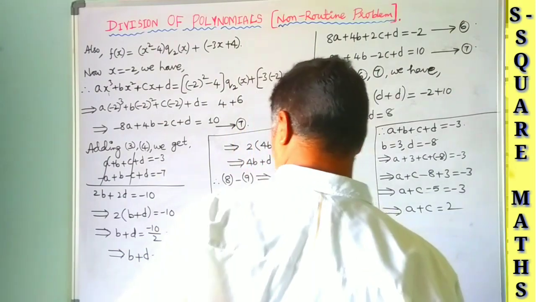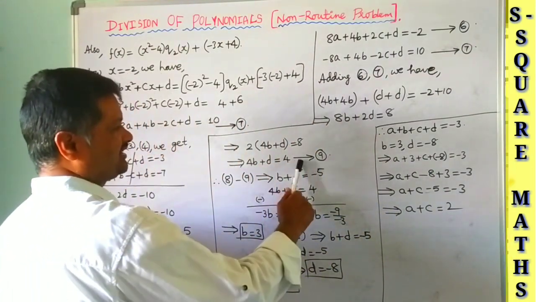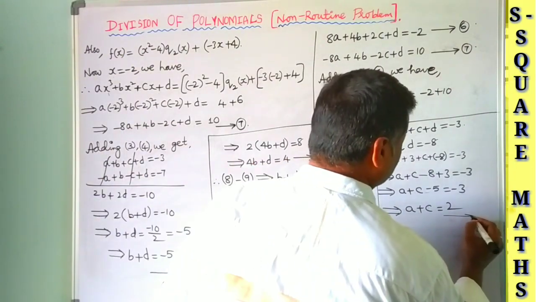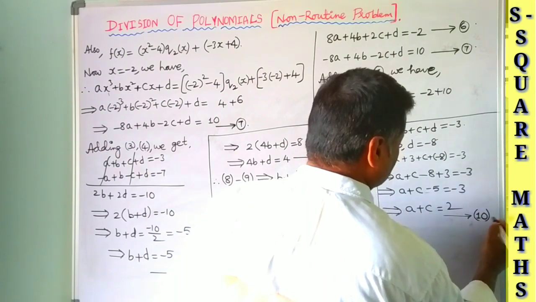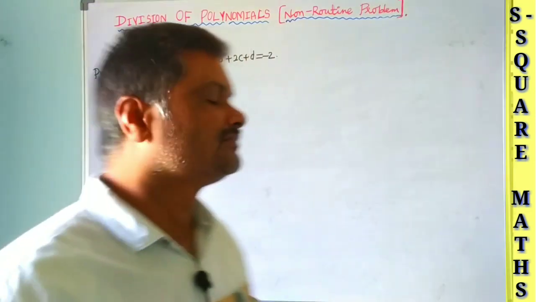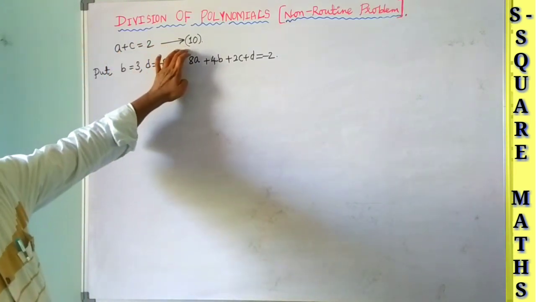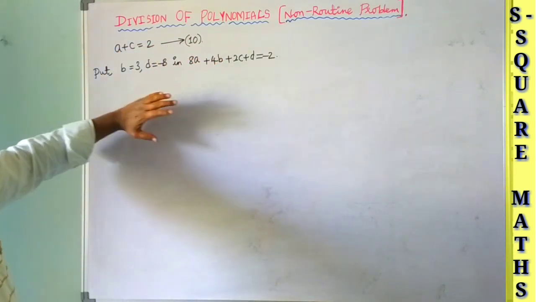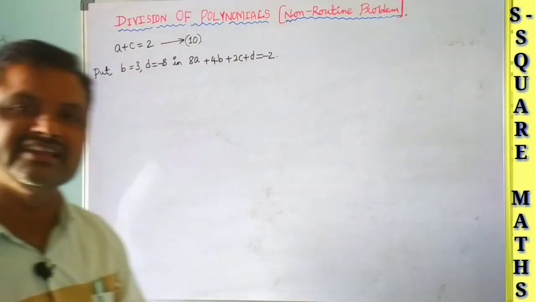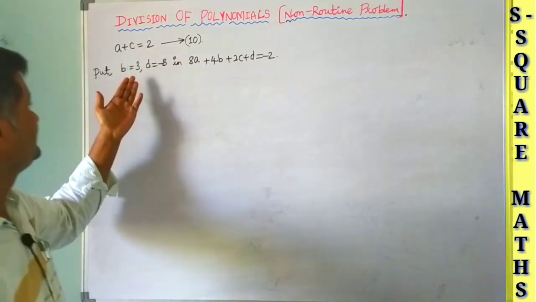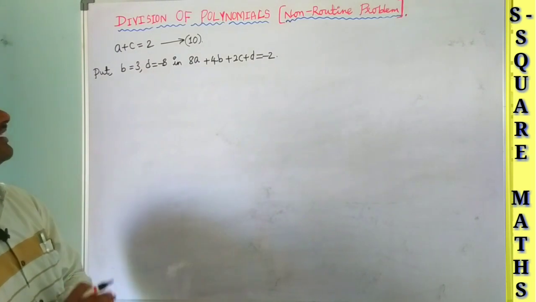So mark this as equation number 10. The 8th equation is completed, and the 9th. This is our 10th equation, a plus c is equal to 2. Now in the same way, whatever b and d values we got, b is equal to 3 and d is equal to minus 8.